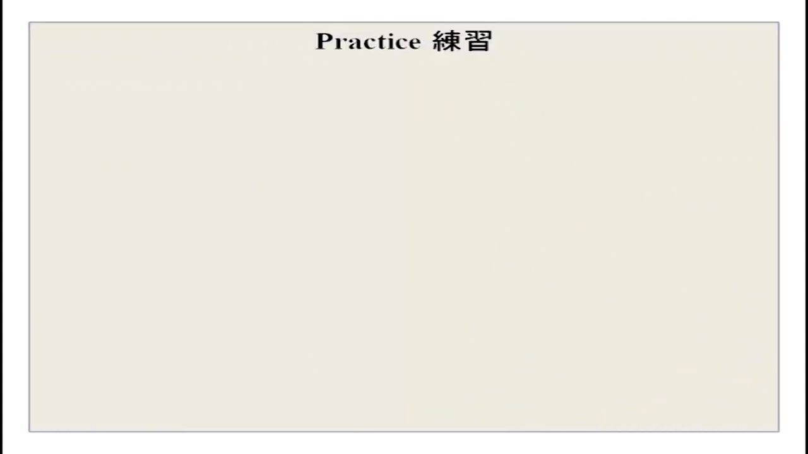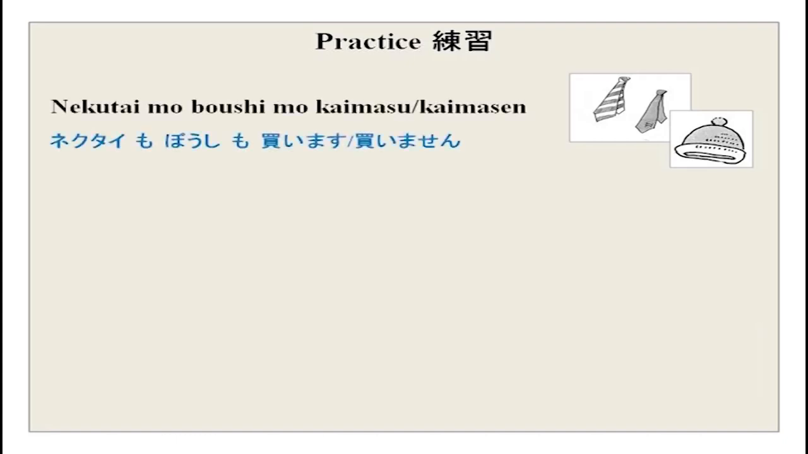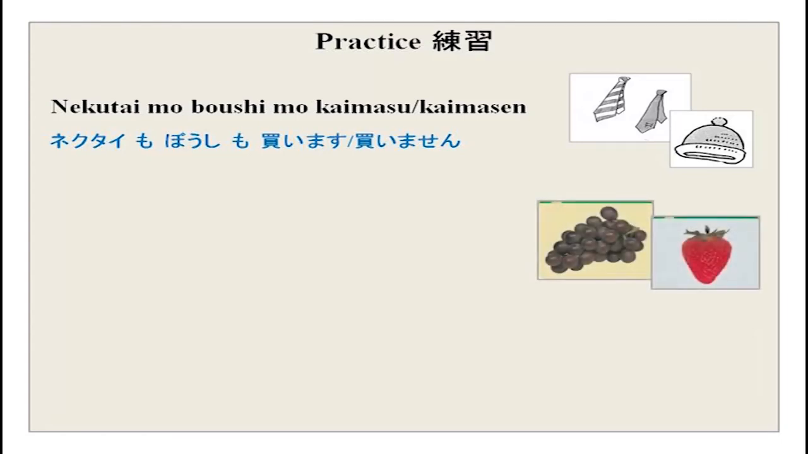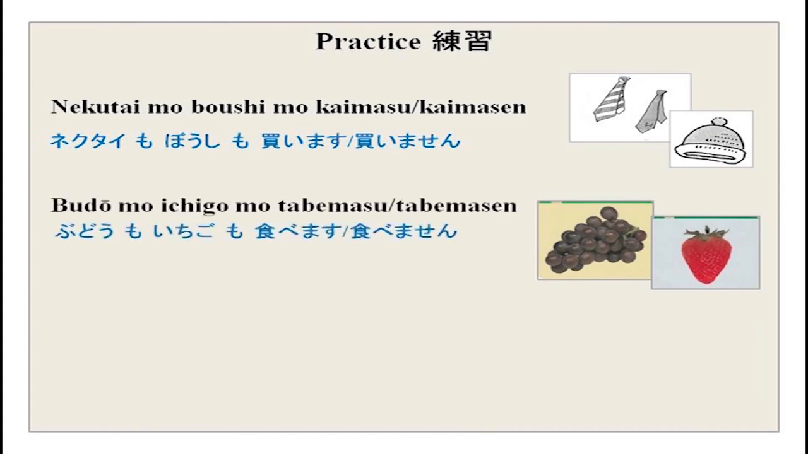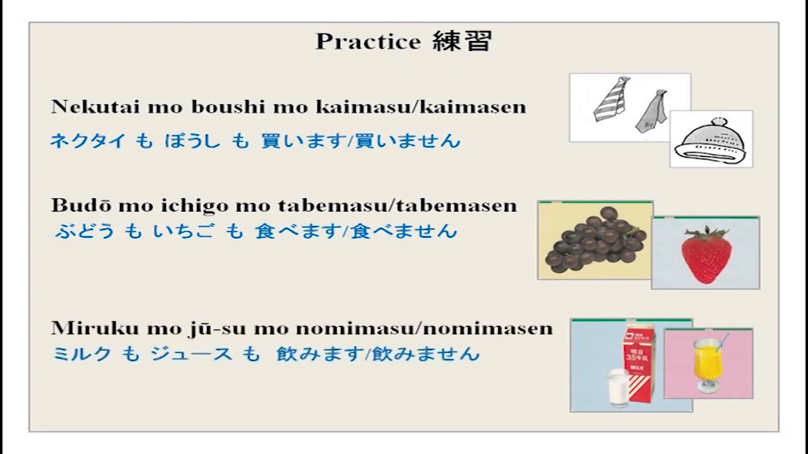Now, we have practice over here for you. There are some pictures. Look at the pictures and see what it has to say. Necktie mo boshi mo kaimasu or kaimasen. Necktie mo boshi mo kaimasen. In a similar manner, you have fruits over here. Budou mo ichigo mo tabemasu or tabemasen. And what do we have here? Juice mo milku mo. Nomimasu or nomimasen. So, you can practice like this. Ask and answer with your partner.